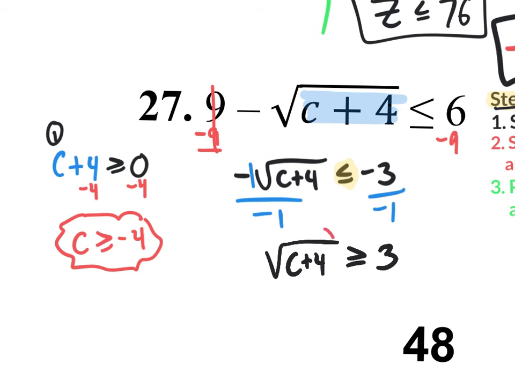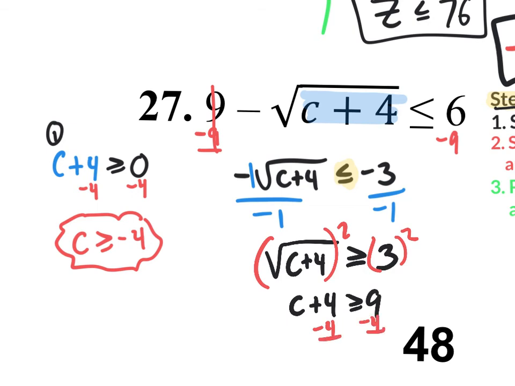Continuing to solve, I am going to square both sides, giving me c plus 4 is greater than or equal to 9. Final step, subtract 4, subtract 4. You will get c is greater than or equal to 5. So I have my two answers here. C is greater than or equal to negative 4. And we also have c is greater than negative 5.